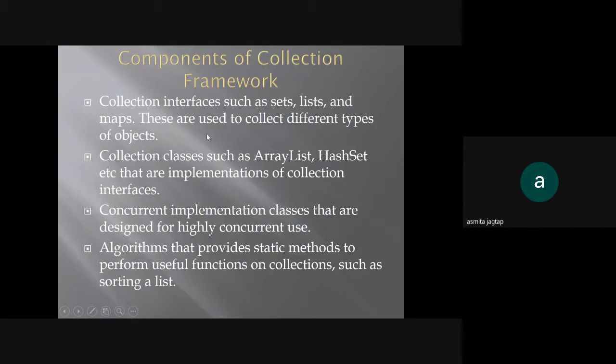These are used to collect different types of objects. Then collection classes. With the help of these interfaces, we can implement the collection classes. Like ArrayList is one of the classes which implements, definitely the name itself tells which interface it implements, List, right? So it is implementing the List. What does HashSet do? Implementing the Set interface. HashMap, TreeSet, TreeMap. So HashMap is implementing Map. So like this, they have their interfaces, they have their classes.